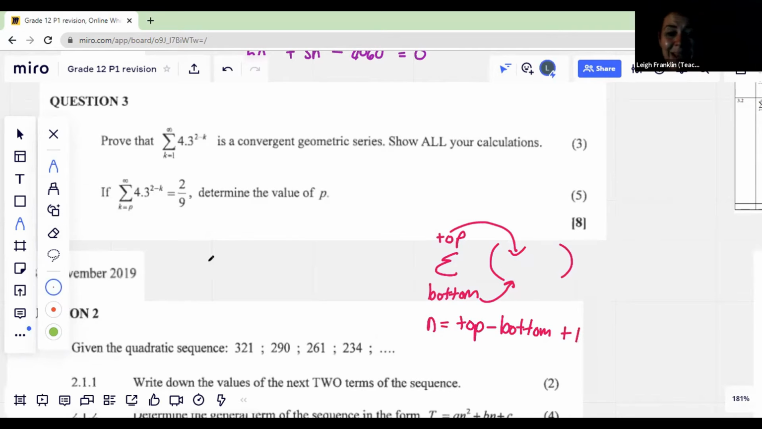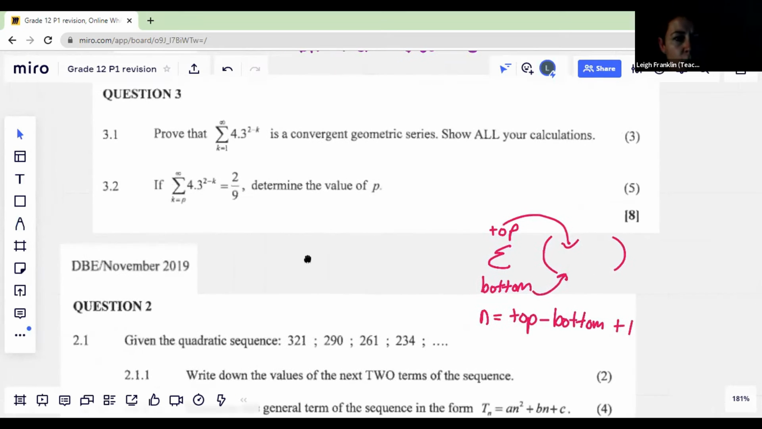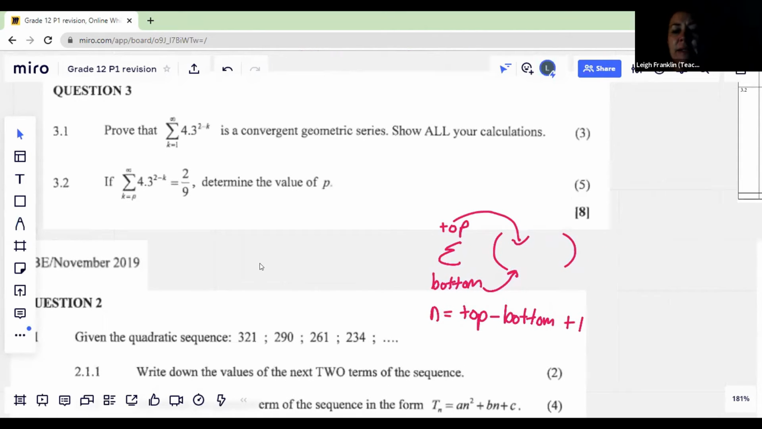Okay, in this case, this is a sum to infinity, so the number of terms is infinite. But if you were working with just a normal geometric series, this is what you would do. Okay, so in question 3.1, we want to start off by subbing in k is equal to 1. So when we sub in k is equal to 1, what is a equal to?